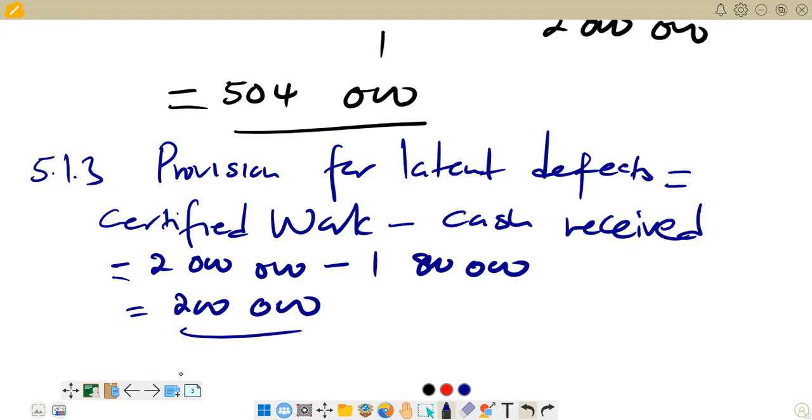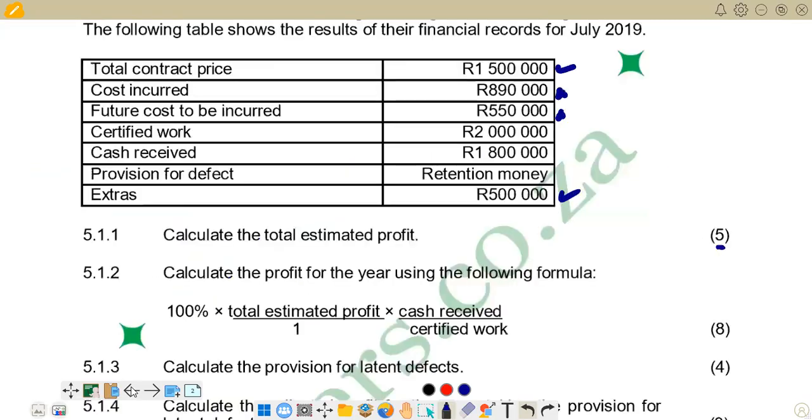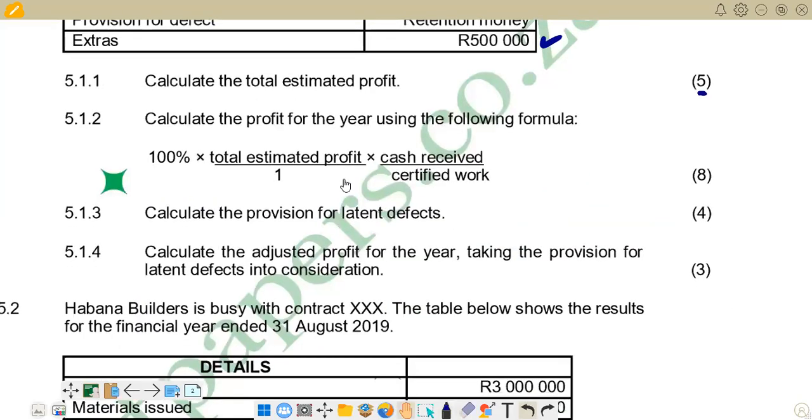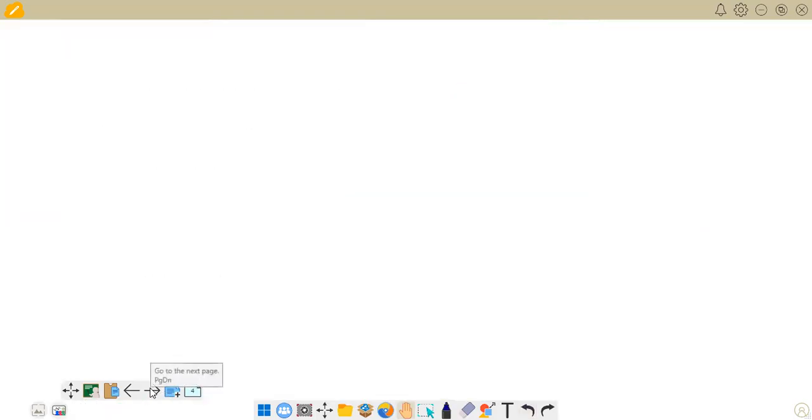So that's what we have in terms of 5.1.3, that is provision for latent defects. So we go to the next one again to see what we have. We are now on 5.1.4, which is now the last one, first part. Calculate the adjusted profit for the year, taking the provision for latent defects into consideration. So this is now the adjusted profit. We also have to take note of the formula before we calculate it.